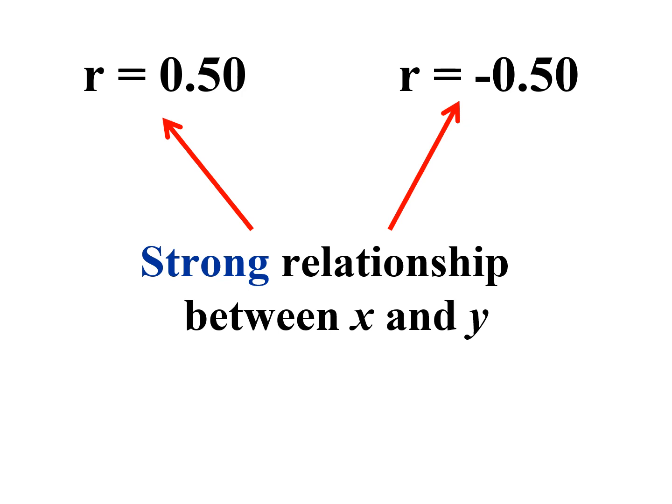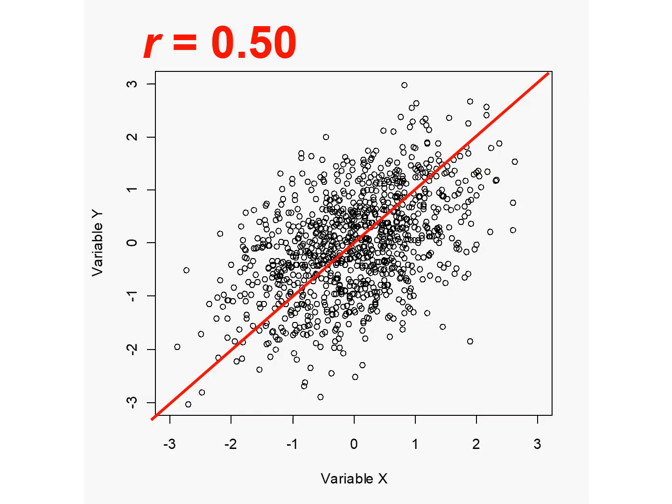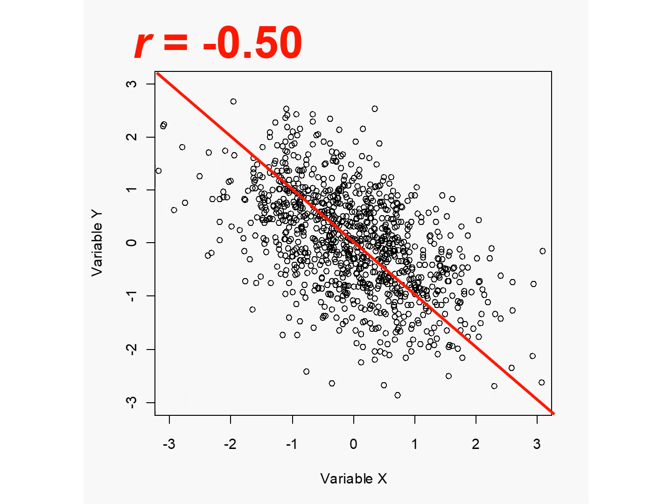Similarly, a correlation of 0.50 and a correlation of -0.50 are both equally strong. Both of them indicate there is a strong relationship between x and y, though not as strong as 0.80. Here's a correlation of 0.50. The points are fairly close to the positive z equal line. Here's a correlation of -0.50. The points are fairly close to the negative z equal line.